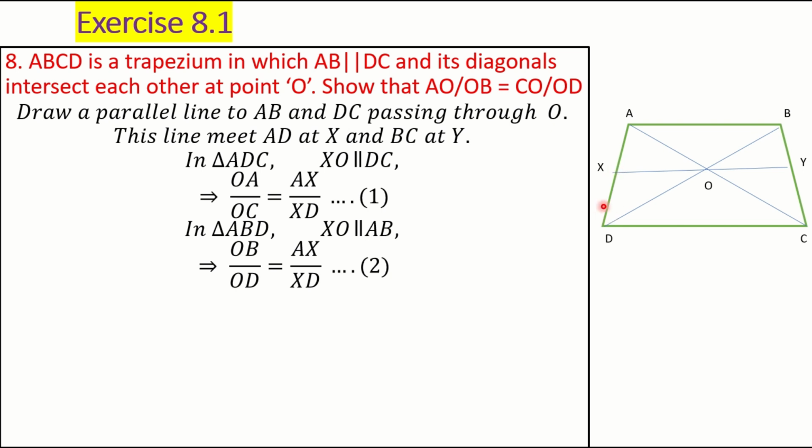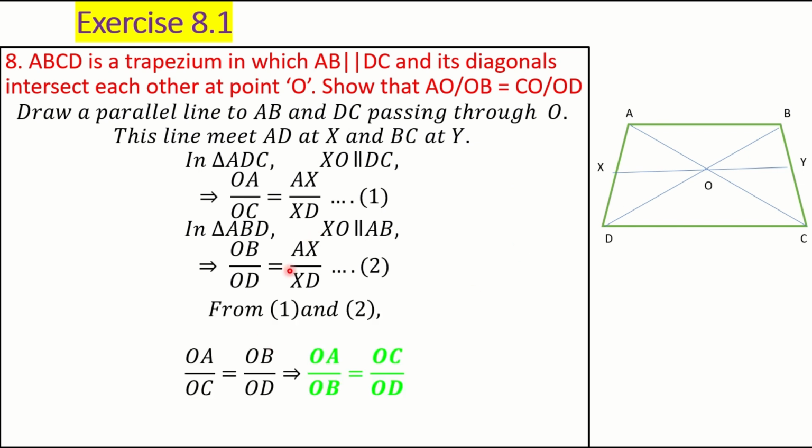Why did I choose these triangles? Look at the question. We need OA by OB, we need OC by OD. So this is what I'm trying to get to. Now I have OA by OC and I have OB by OD, which are equal. I just readjust them. OC I will take to the numerator, OB I will bring to the denominator. Then OA by OB equal to OC by OD.